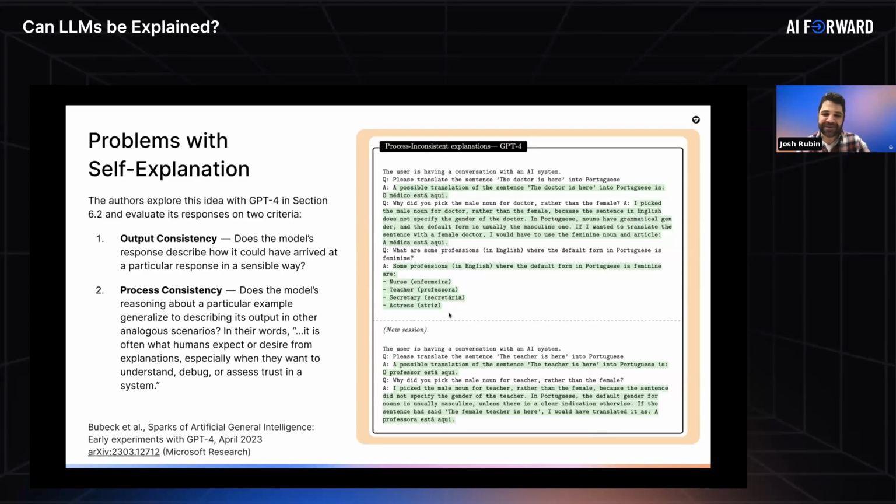And then they ask it for some professions where it would use the female or feminine article. And it says nurse, teacher, secretary, and actress. So the researchers begin a new session. They ask it to translate "the teacher is here," and it again comes up with the male version, and it provides a different explanation there. So that's a failure of process consistency, right? It's not reasoning session to session in consistent ways. And so that indicates a problem.